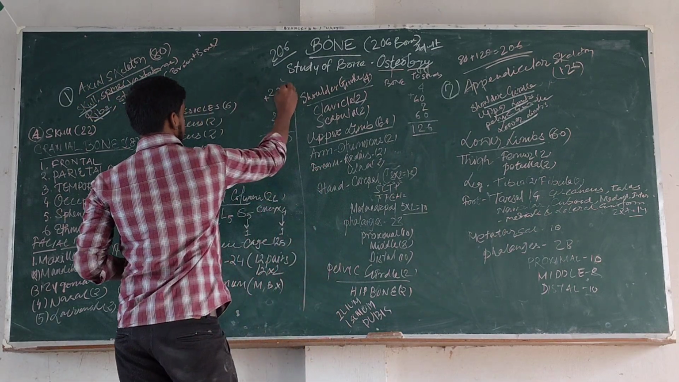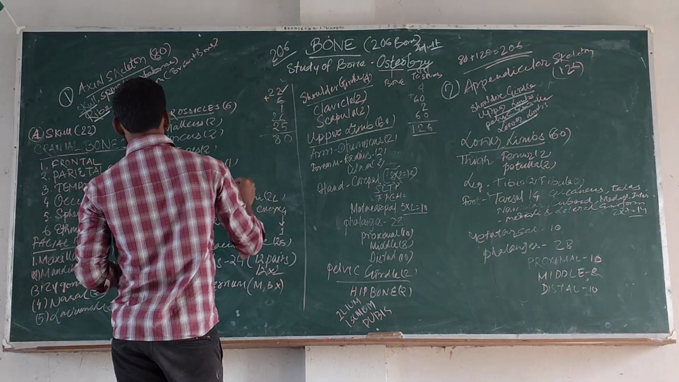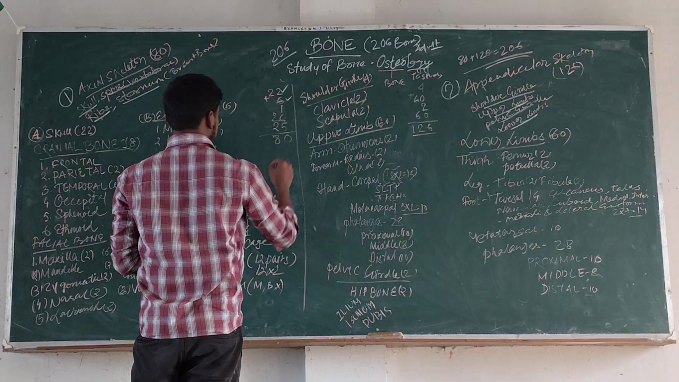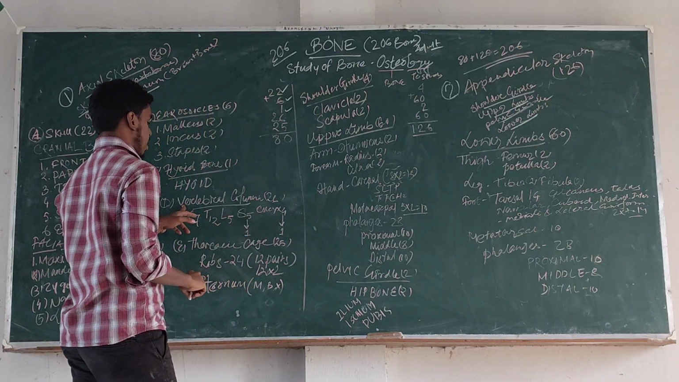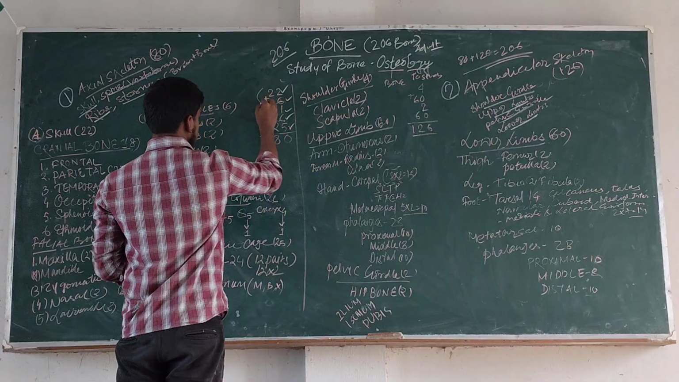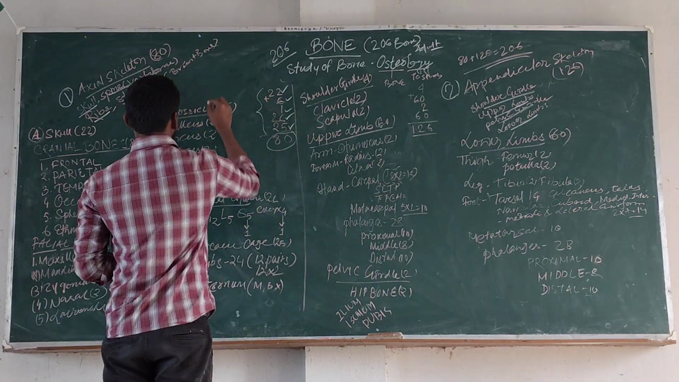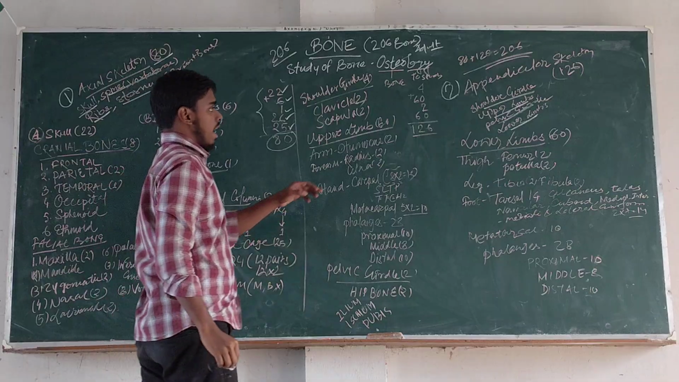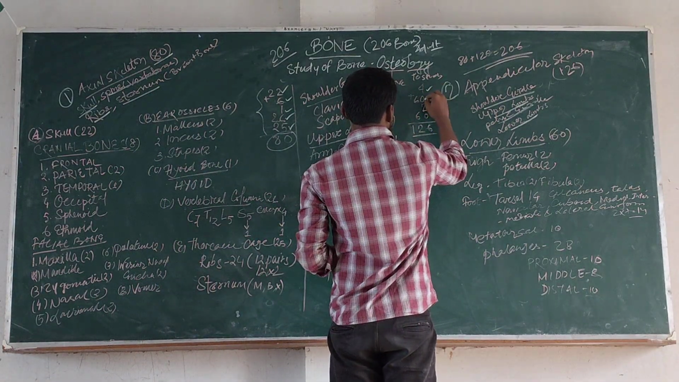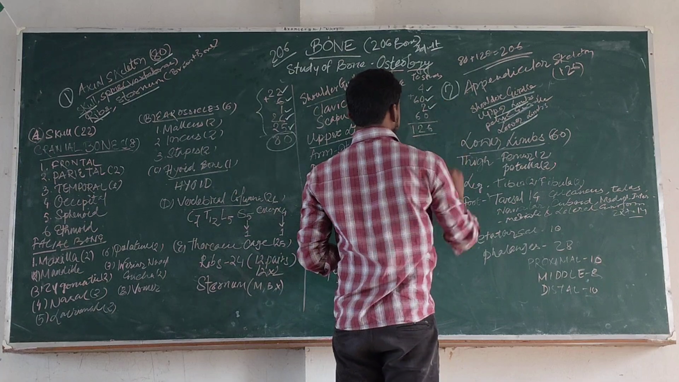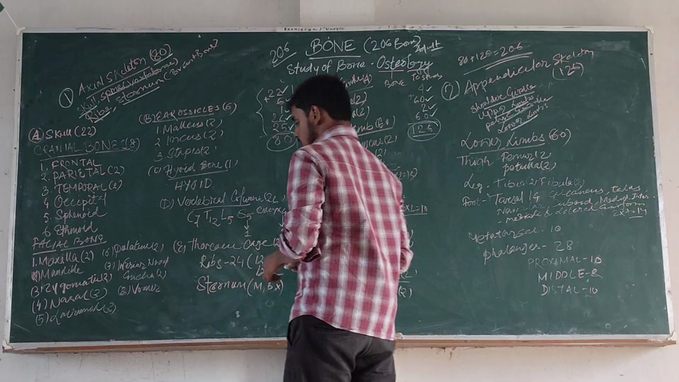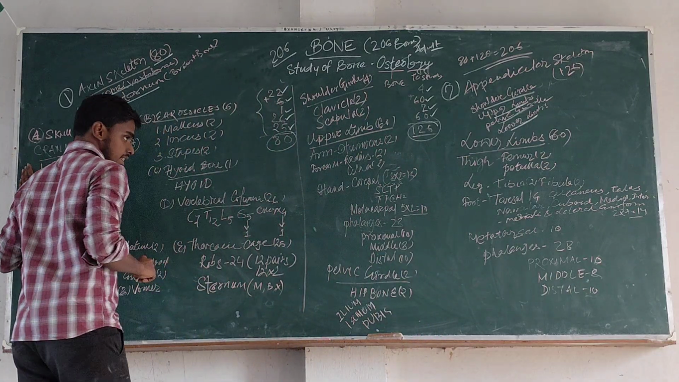Now, skull bones have 22 bones. Then the number of ear ossicles is 6. Then hyoid bone 1, and vertebral column is 26, and thoracic cage has 25. These bones constitute the total number of bones, that is 80. And in case of appendicular skeleton, shoulder girdle 4, upper extremity 60, pelvic girdle 2, and lower extremity 60. Total 126. Now discuss about these bones.